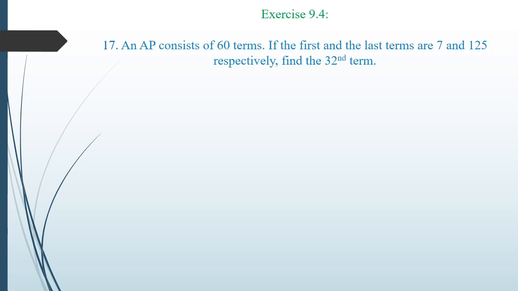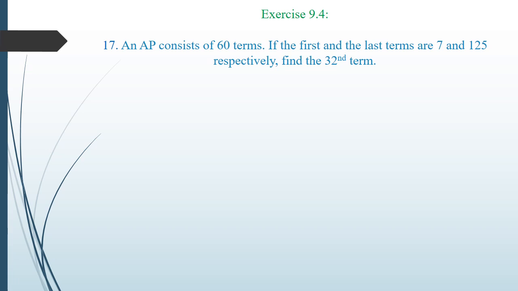Moving on to the next question, question number 13, which says an AP consists of 60 terms. If the first term and the last term are 7 and 125 respectively, find the 32nd term. This is a very simple question. Those who have watched my previous videos can easily solve this problem.